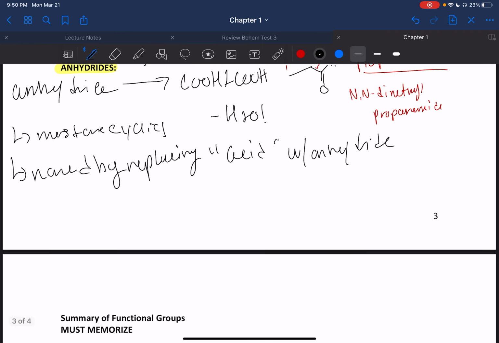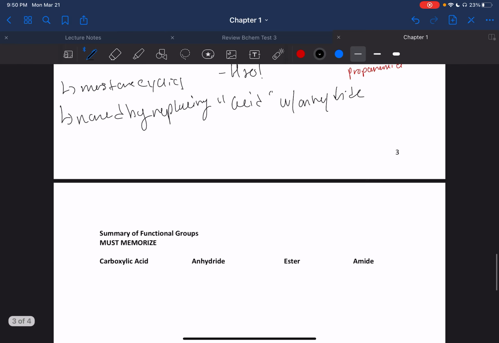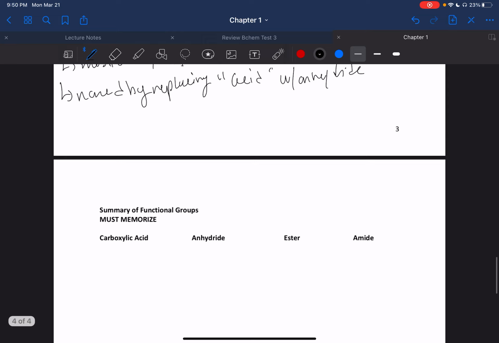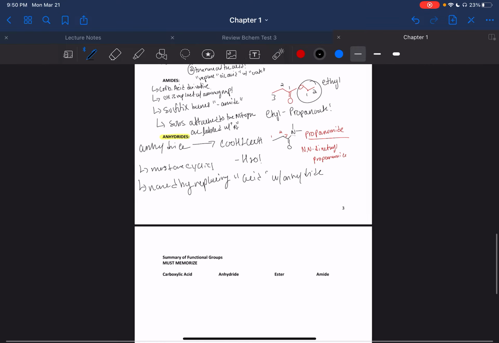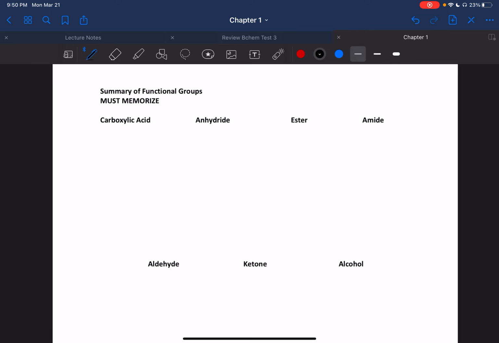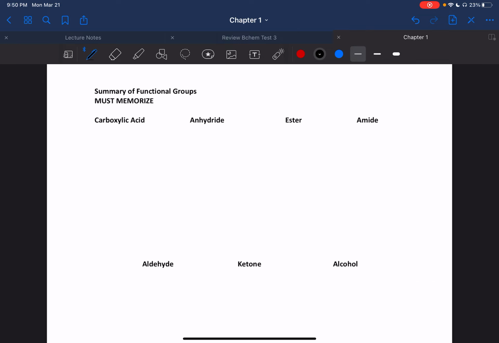Usually, sometimes, we'll actually get into deeper nomenclature on this. I can't think of it straight off the top of my head. But basically, you'll just say it's not acid anhydride, it's acid, or similar acid. All right. Now let's look at the summary of the functional groups. These are the ones that you must memorize. These are the most common.